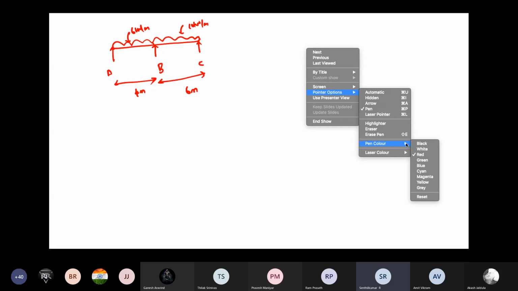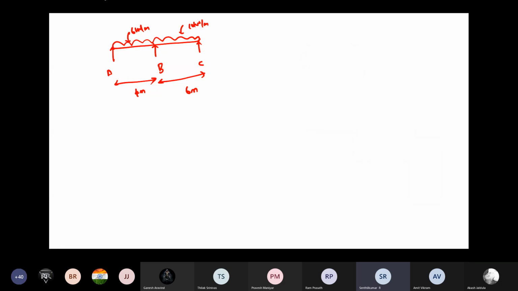So already you know that. What is MA and MC? Beam, right? What about your MA and MC? MA and MC is 0, simply supported. Only unknown is MB. Only unknown is MB. So how will you calculate?